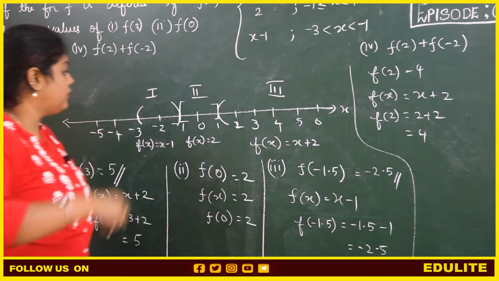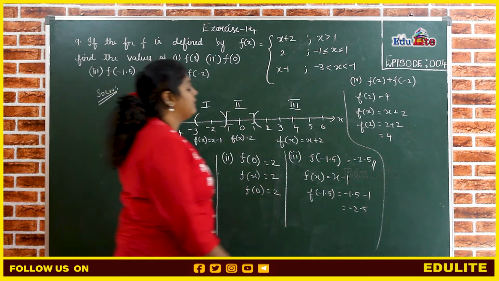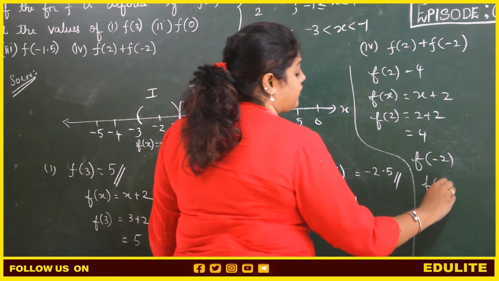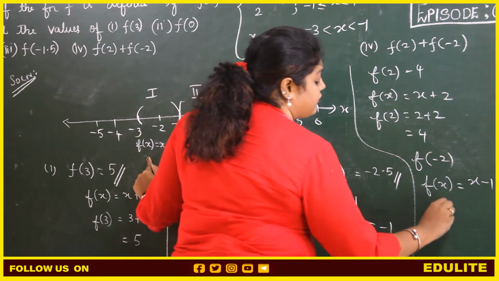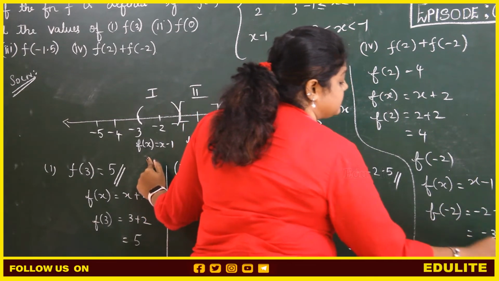Next, let us find f of minus 2. f of minus 2 lies in interval 1. Therefore, to find f of minus 2, we have to use the value of f of x as x minus 1. Therefore, f of minus 2 equals minus 2 minus 1, which is minus 3.